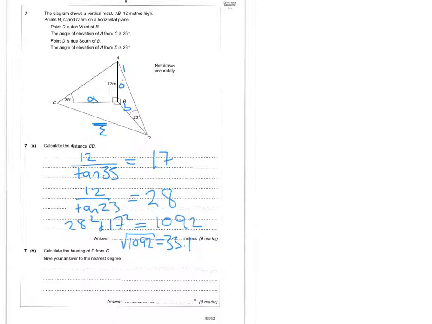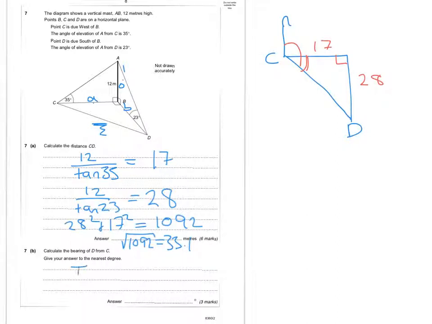Question B, calculate the bearing of D from C. So I'm thinking, there's my north, that's C, that's D, it is of D from C, I want that bearing there, so I'll start with that angle. I know this is 17 and that is 28, so use tan to find the angle and then go from there.